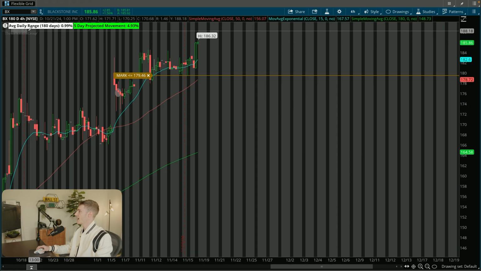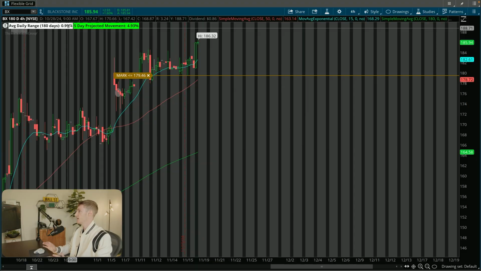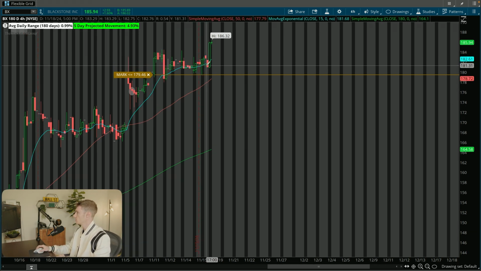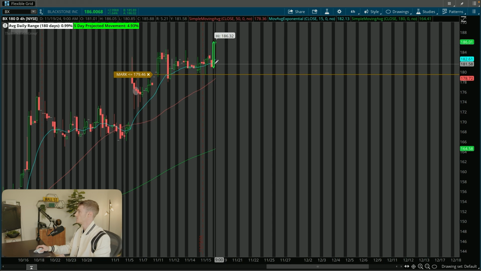Now, if we look at the ADR calculator, this is one of my custom tools. We can see the average daily range over the last 180 days was about 1%. So on average, between the daily high and the daily low, BX covers about 1%. And so today we're up 1.60%, which obviously is significantly more than the average daily range. And you can see, looking at the candles, we've seen a decent size push today compared to the last week.